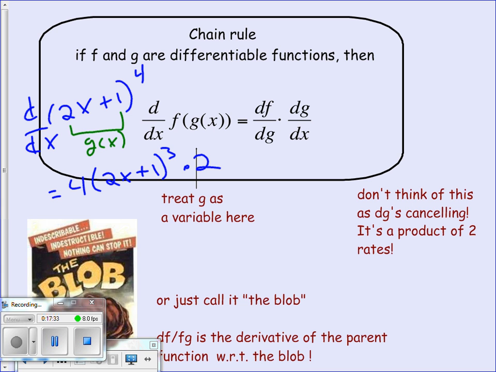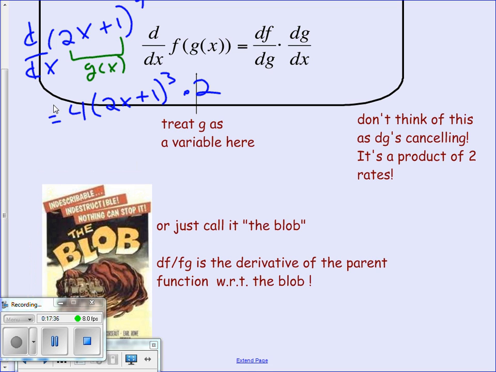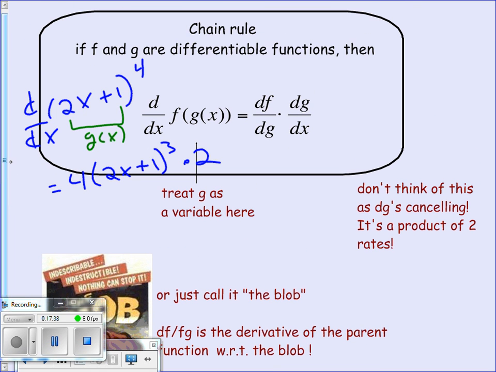So my derivative now becomes, simplifying that, 8 times 2x plus 1 cubed. I've recognized an outer function. I took the derivative of the outer function, pretending that 2x plus 1 was my x. The derivative of x to the fourth is 4x cubed, but instead of x, I've got 2x plus 1. Chain rule then says to multiply by the derivative of that blob. That's why I got that extra 2.